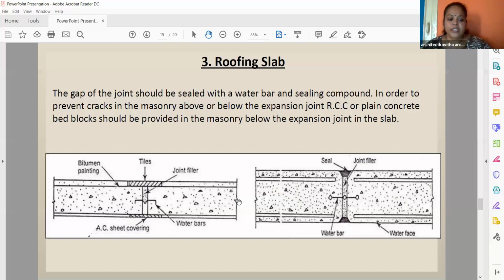Next is your roofing slab. The gap of the joint should be sealed with water bar and sealing compound. In order to prevent cracks in the masonry above or below the expansion joint, an RCC or plain concrete bed block should be provided below the expansion joint in the slab. So these are two different kinds. I'll zoom both.